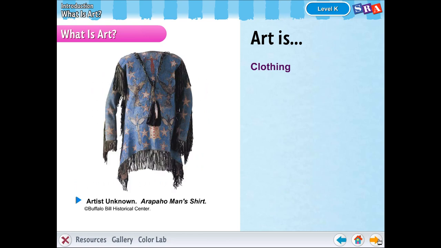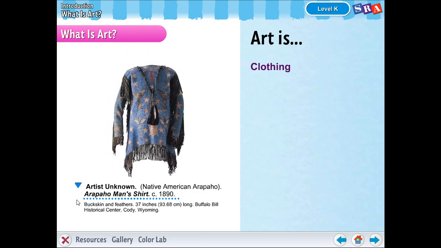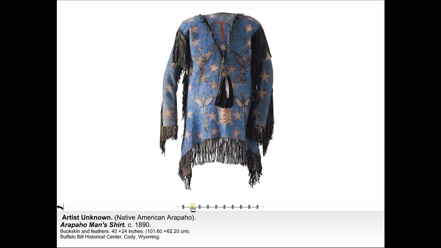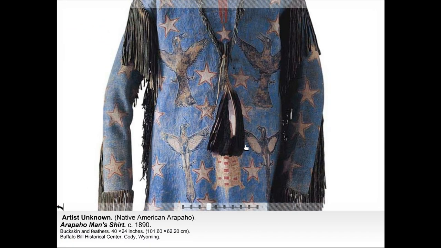Art can also be clothing. Here is a shirt. And this is an unknown artist, and it's an Arapaho man shirt. And this is like a Native American Indian tribe. And this was made in 1890. It says it's made out of buckskin. Buckskin is like a deer, buckskin and feathers. And you could find this in the Buffalo Bill Historical Center, which is like a museum in Cody, Wyoming. So here's a really cool example of some clothes that is also art.